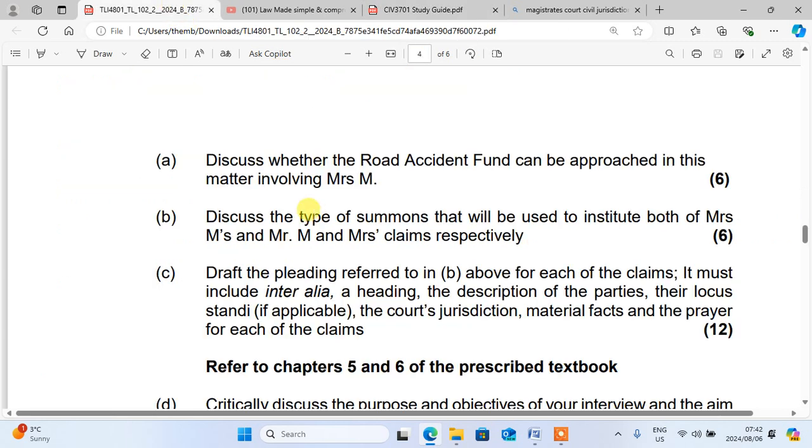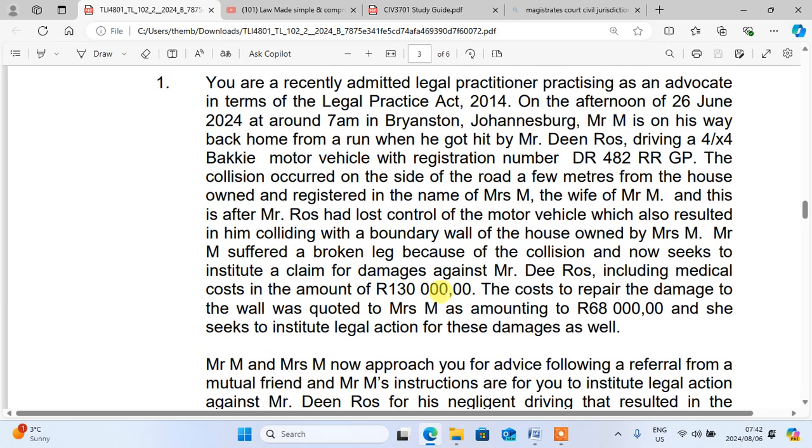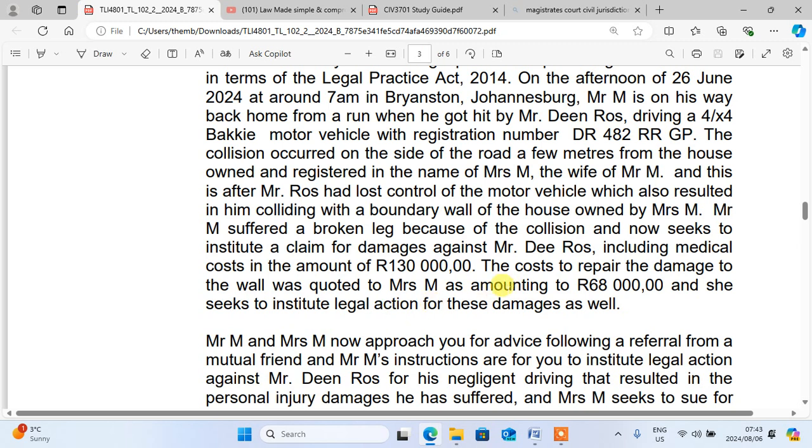Then let's come straight to here and see how much they are claiming, each. So someone is claiming 130,000 and someone is claiming 68,000 respectively. So it means that either the district or the regional court can be competent to hear these cases. When we add 130,000 plus 68,000, it means that it's less than 200,000. So the amount here that has been claimed is less than 200,000.